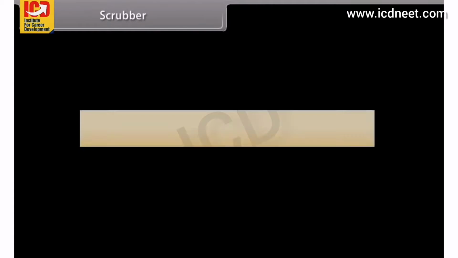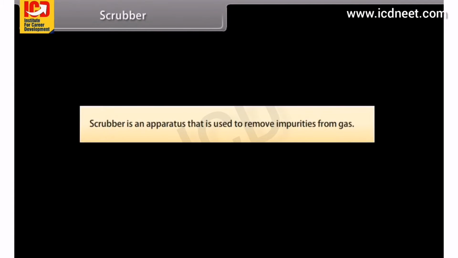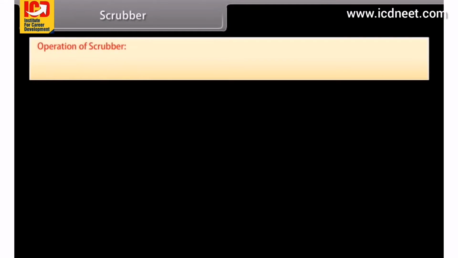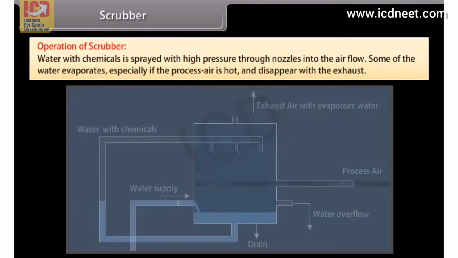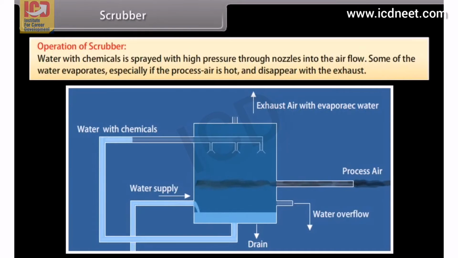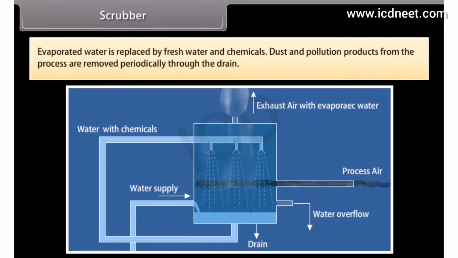Scrubber. A scrubber is an apparatus that is used to remove impurities from gas. Operation of scrubber. Water with chemicals is sprayed with high pressure through nozzles into the airflow. Some of the water evaporates, especially if the process air is hot, and disappears with the exhaust. Evaporated water is replaced by fresh water and chemicals. Dust and pollution products from the process are removed periodically through the drain.